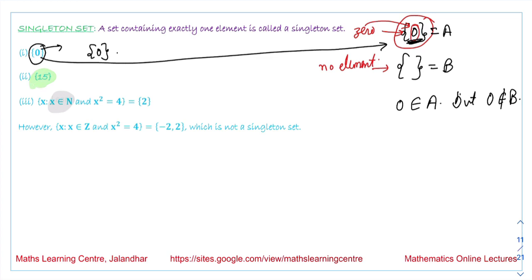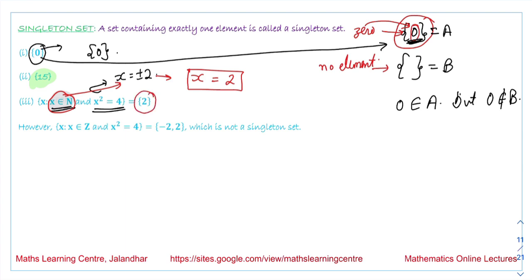Next is suppose a set has the element 15. Next we are saying x such that x is a natural number and x square is equal to 4. So if we solve this equation, we get x is equal to plus minus 2. But because of the condition that x is a natural number, the answer remaining over here is x is equal to 2. It means this whole set is equal to 2. So we are saying this is the singleton element over here. So this is an example of a singleton set.